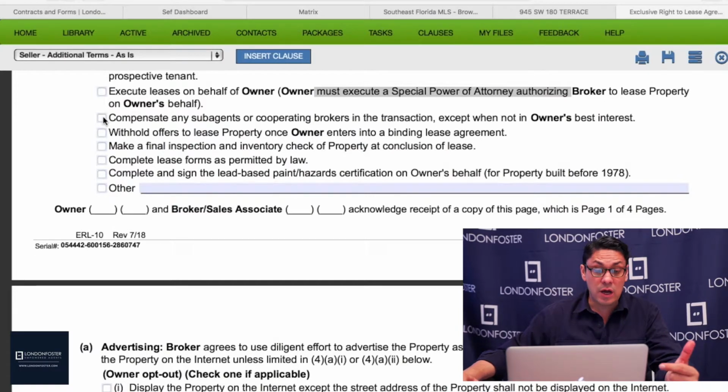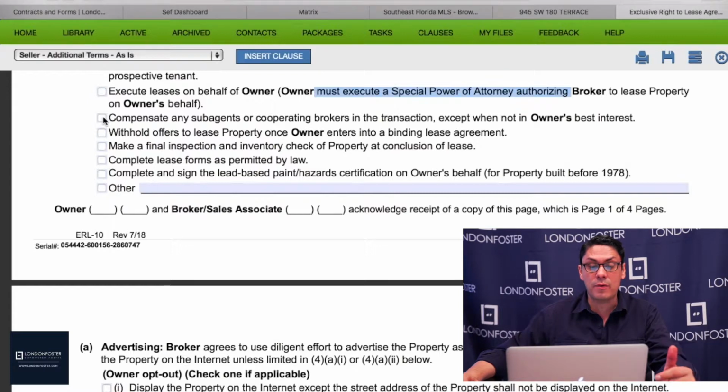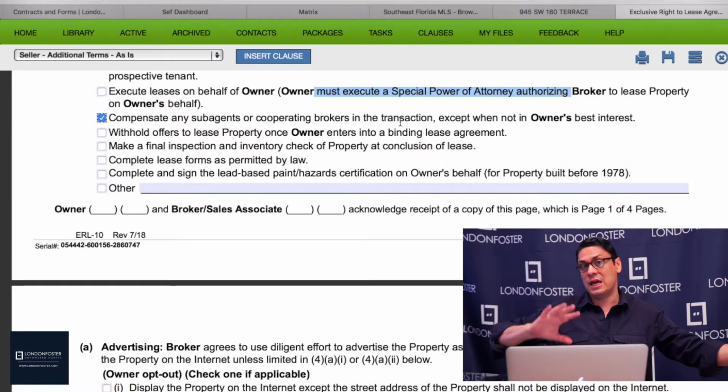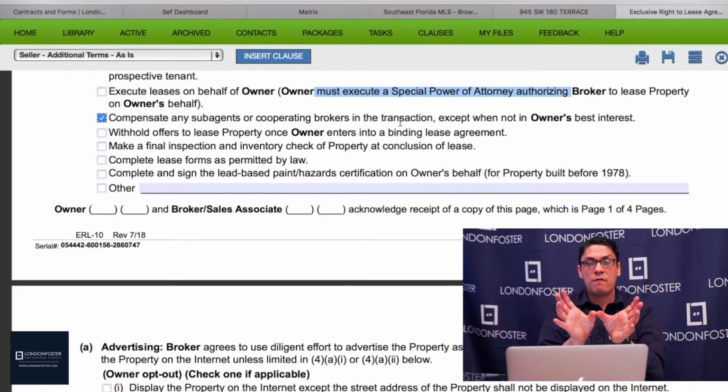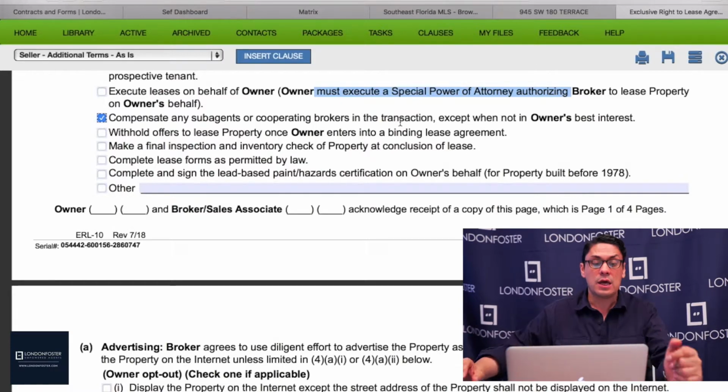The next one would be to compensate any sub-agents or cooperating brokerages and transactions. This is very common because we're going to withhold the first month's rent and pay out the commission to both yourself as a listing agent and to the renter's agent from that first month. So you want to make sure that you get authorization to do that. You want to make sure that you have the authorization to withhold any additional offers, because once they've gone into contract, it probably doesn't make very good sense for you to keep on telling them, oh, we got another guy. Let's focus on the one that we're trying to close.